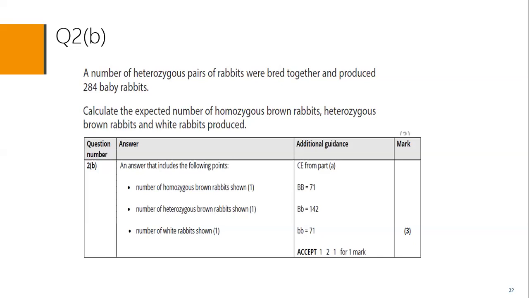If they have put 1 to 2 to 1, they haven't done the calculation. They haven't calculated the actual numbers of each one, but they can have 1 mark for showing that they know the ratio. So again, if you could mark, there are 2 responses. If you could mark these quickly, put the answer in the chat box.